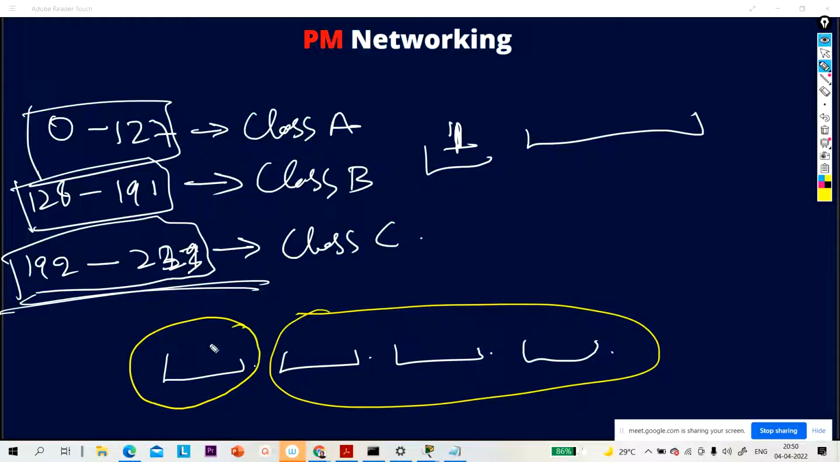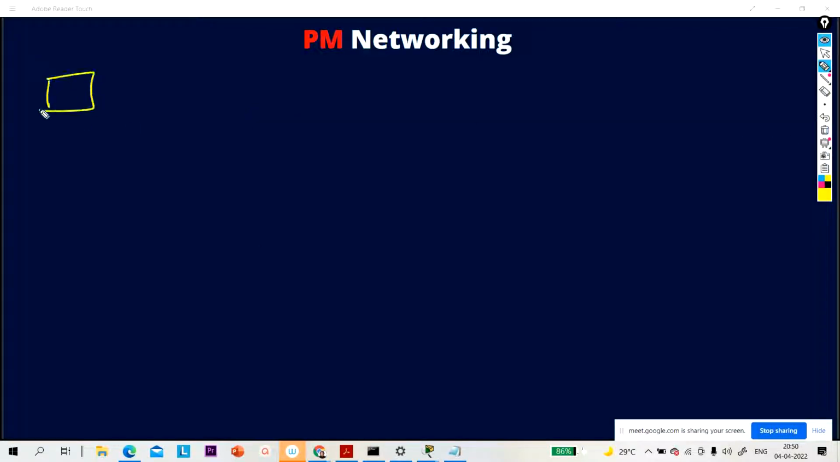Okay, so for class A we have reserved 1 bit. That first bit will always be 0. So if I reserve the first bit as 0, how many rest bits are there in the first octet? How many rest bits are there? 7 bits. Out of 8 bits, if I reserve 1 bit, then how many bits are left? 7 bits.